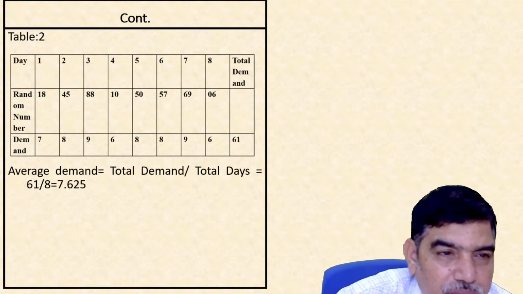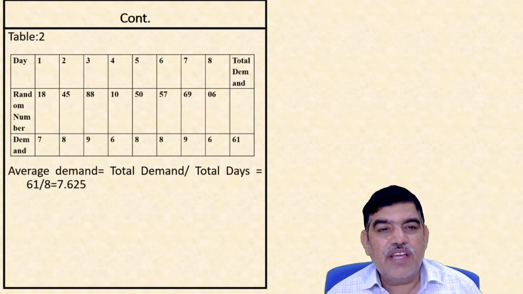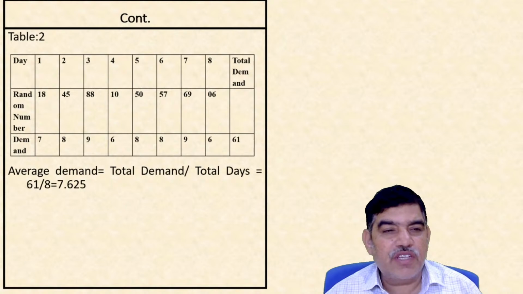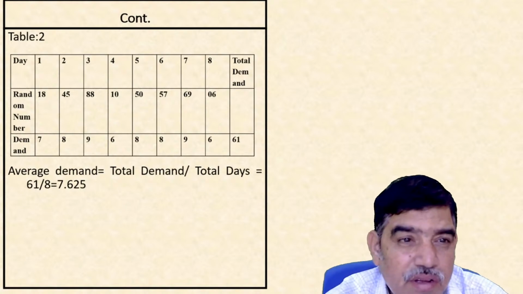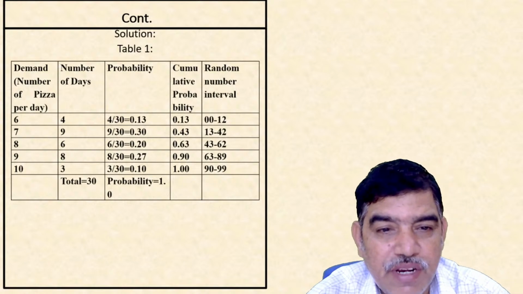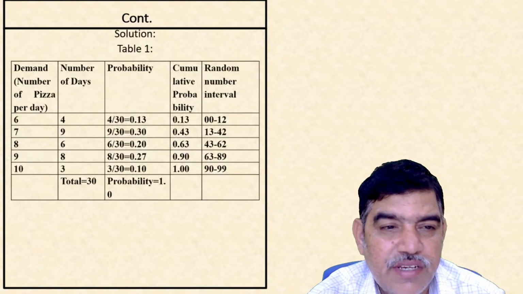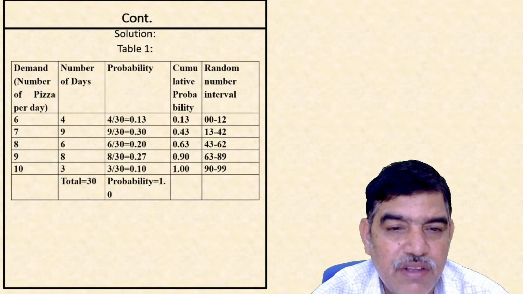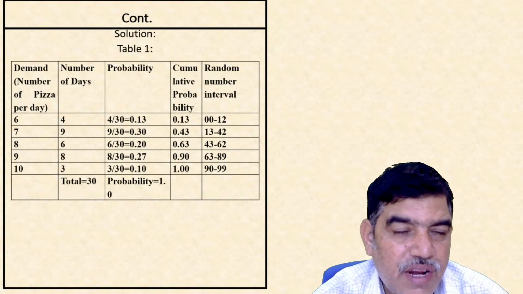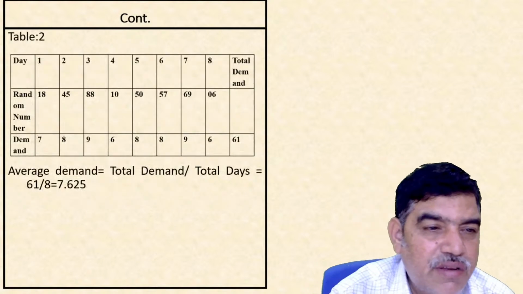Then the random numbers, as per the question I mentioned here: 18, 45, 88, 10, 50, 57, 69, 06. Then come here. What do you write here? Random number interval. What do you calculate here? For random number 18, it is available in the interval 13 up to 42. That means the demand is 7. In this way I am writing here demand equals 7.